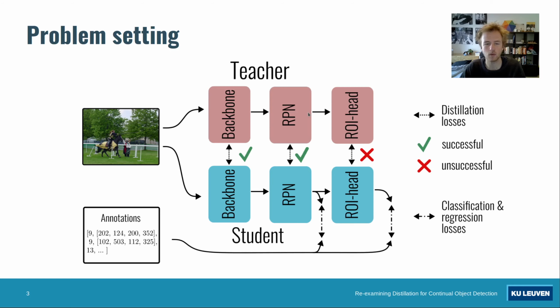Now we found, and we will elaborate on this later during the presentation, that the distillation on the backbone and the region proposal network work pretty well. It's in the region of interest heads that the distillation is too strict and prevents the logits from the student from learning the new annotations.